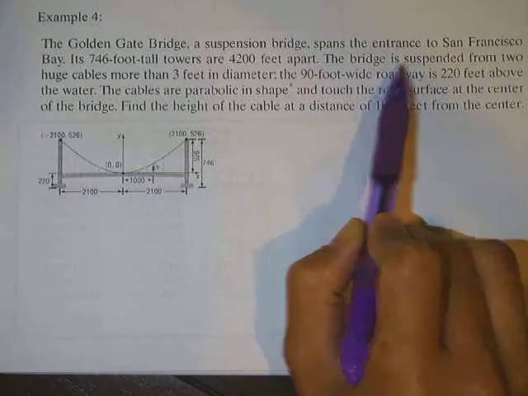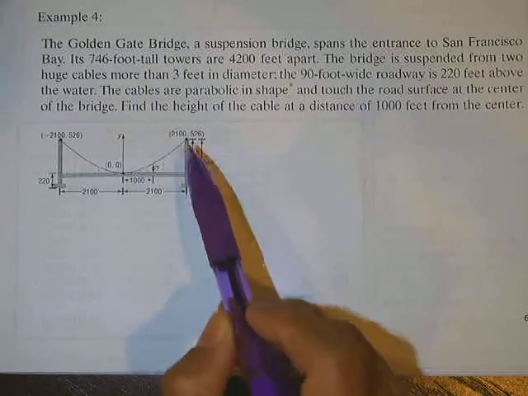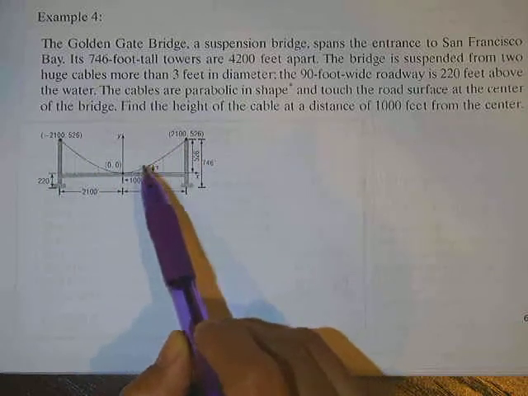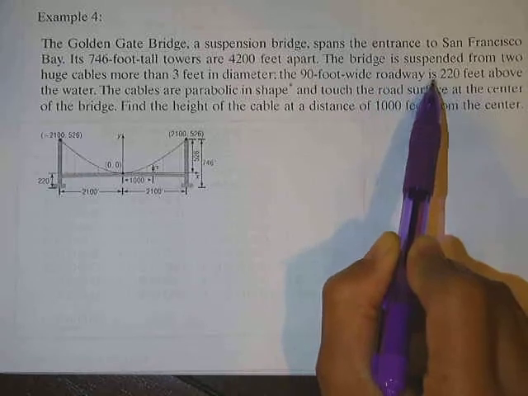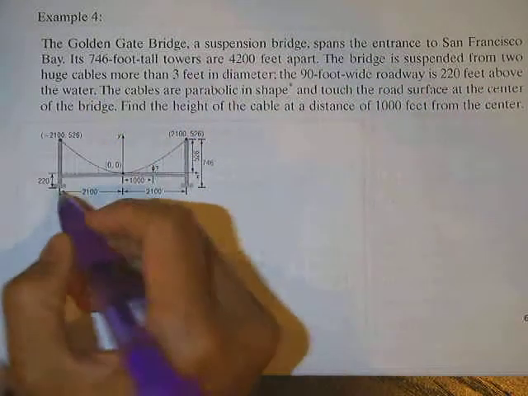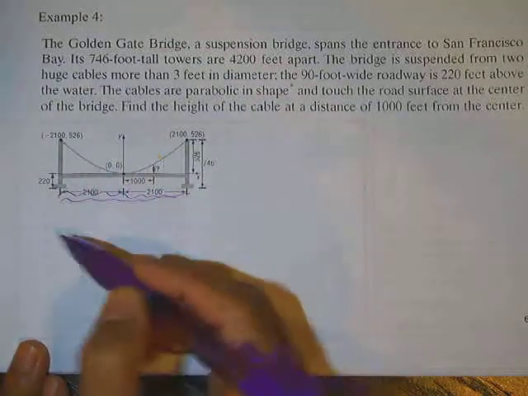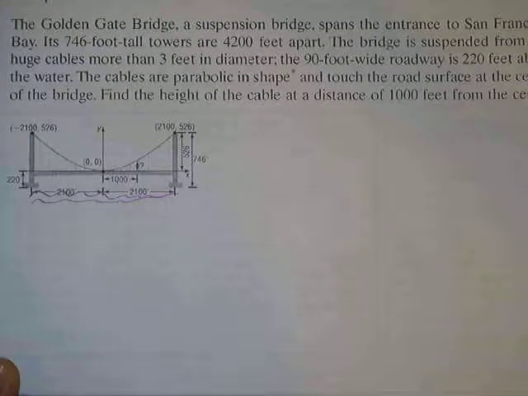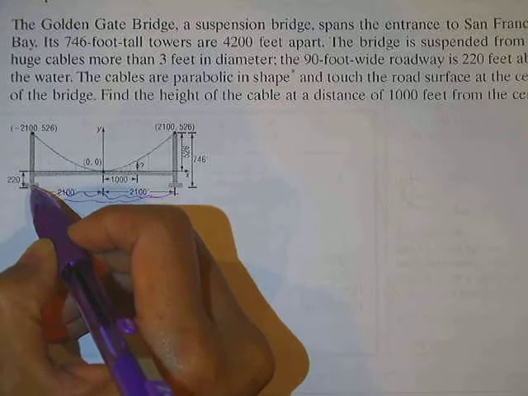The bridge is suspended from two huge cables more than 3 feet in diameter. So one cable here, and there's another one on the other side, which you can't see. The 90-foot wide roadway is 220 feet above the water. So here's the water on the bottom. Let me just zoom in really quick. So the bridge is 220 feet above the water.